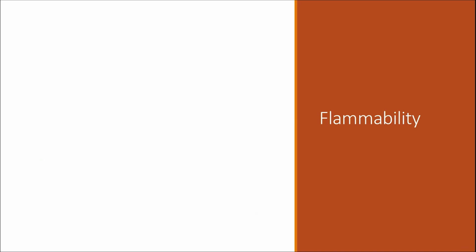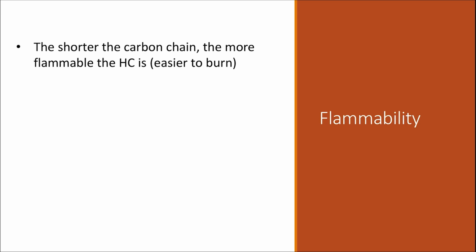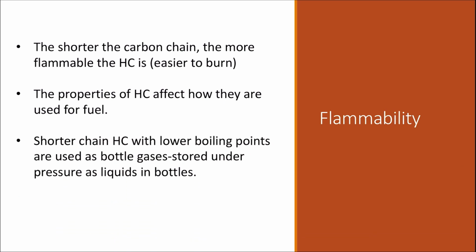Flammability is one of the chemical properties of alkanes, and the alkanes are flammable. The shorter the carbon chain, the more flammable the hydrocarbon, which is how easy it is to burn. The properties of the hydrocarbon affect how they are used as fuel, and they are mostly used as a fuel because they are flammable. So shorter chain hydrocarbons are more flammable than the longer chain, so they are much easier, and they are usually the ones that are used as fuel.